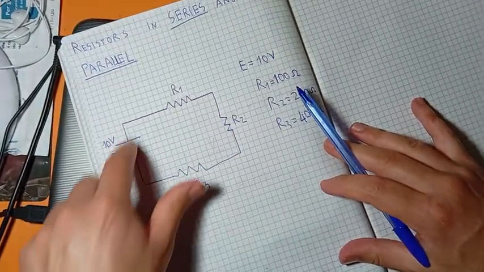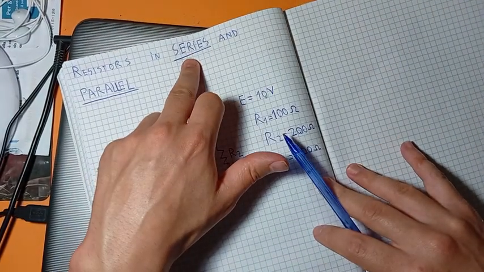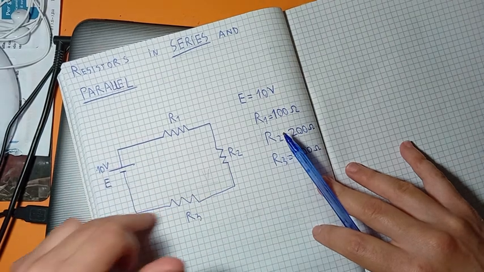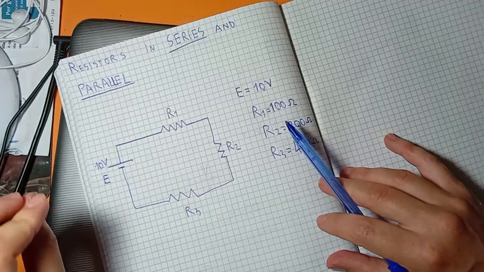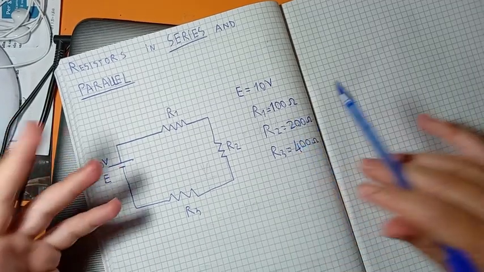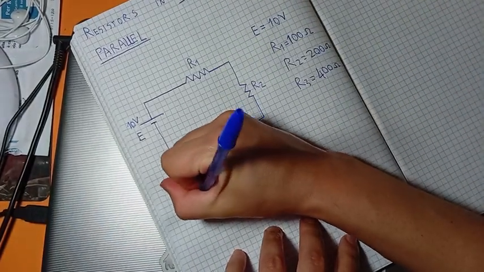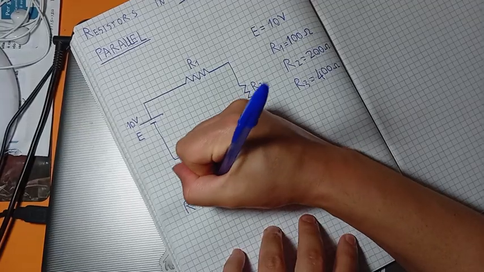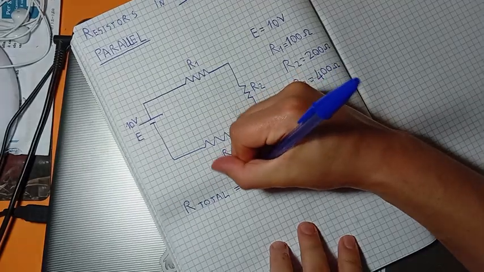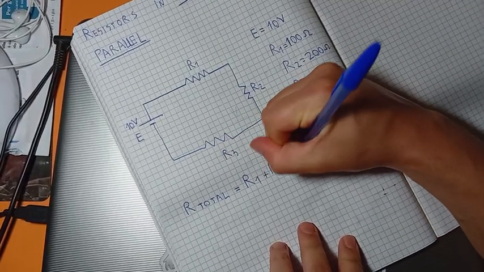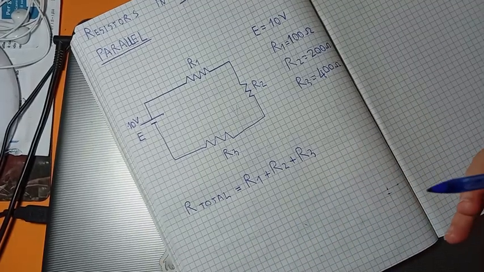When resistors are configured in this way, this is a series configuration. So these resistors are in series. This is a series of resistors. And if I had to calculate the total resistance in this circuit, I just have to do this. When they are in series configuration, total resistance is equal to R1 plus R2 plus R3. This is how I calculate the total resistance in this circuit.